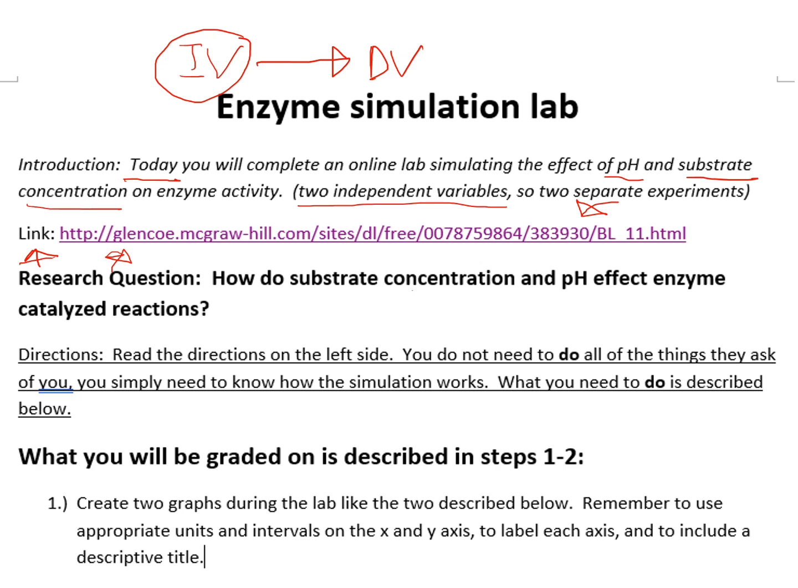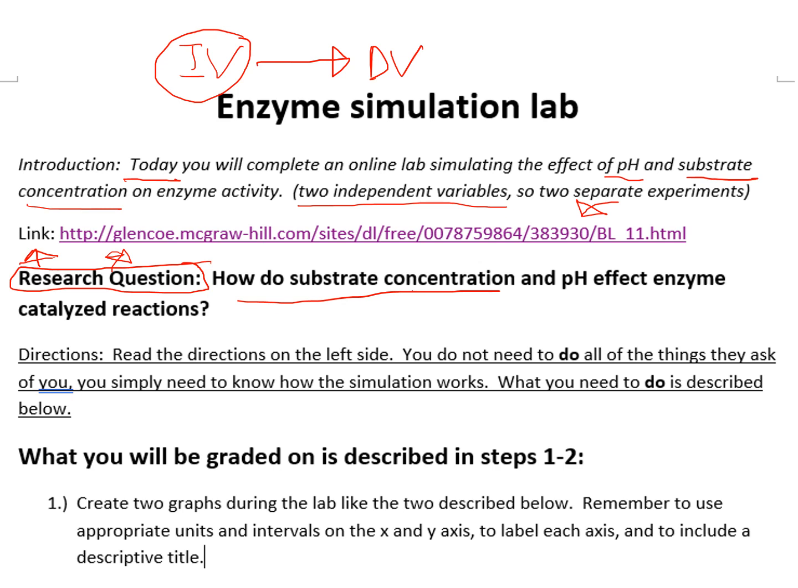Okay, so modeling a good scientific protocol here. You start with a research question often, such as, how do substrate concentration and pH affect enzyme catalyzed reactions? Do they increase the rate? Do they decrease the rate? Or sometimes increase it and sometimes decrease it?